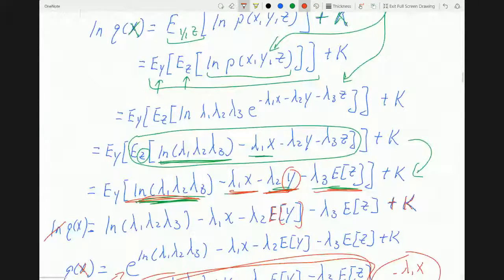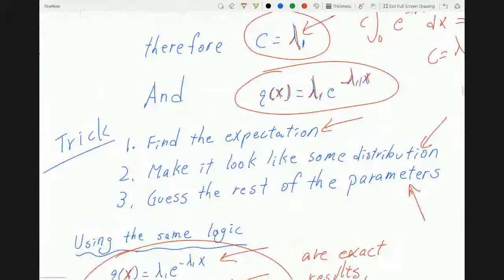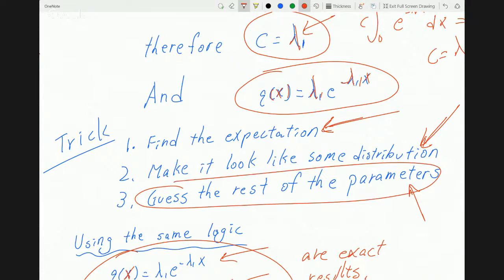Like I said, the key is really finding the expectation outright and then making it look like some distribution. If you can do that, it will make the whole process a lot easier, because it allows you to guess the rest of the parameters without actually calculating them.